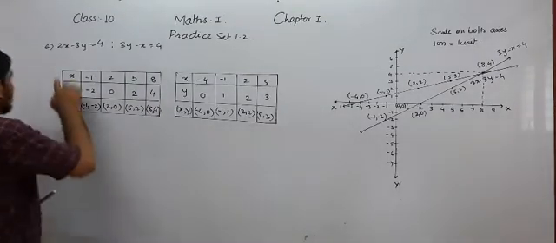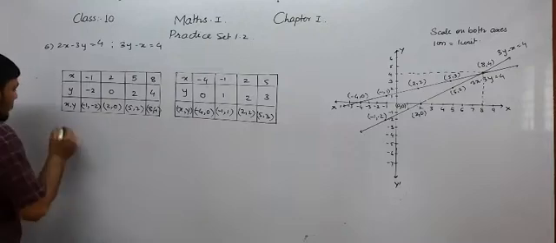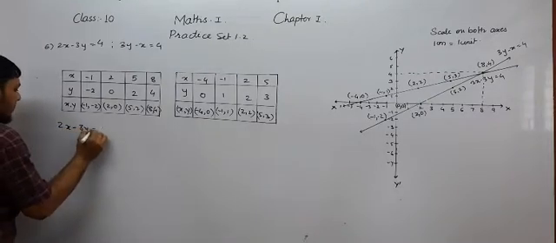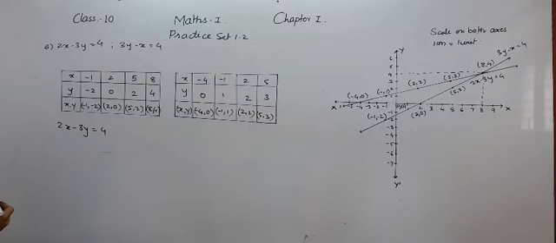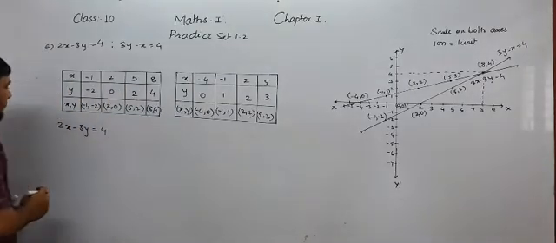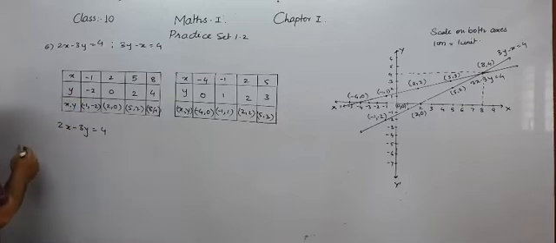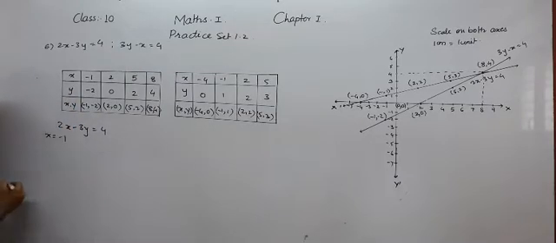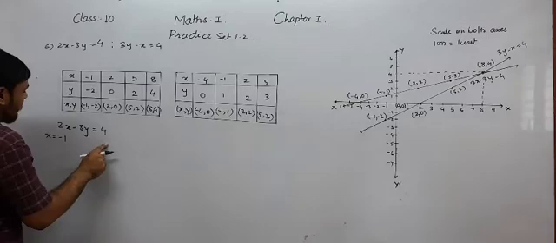So students, we have the equation 2x minus 3y equal to 4. Now here we have to assume the value of x in order to find the value of y. The first value of x is negative 1. So x is equal to negative 1. If x is equal to negative 1, then what will be the value of y?